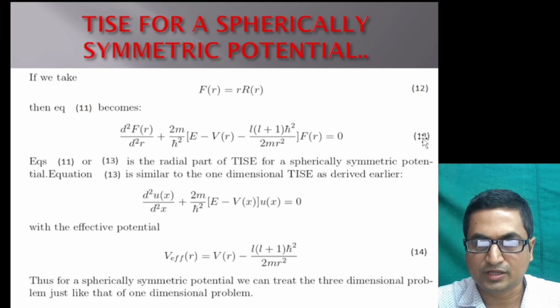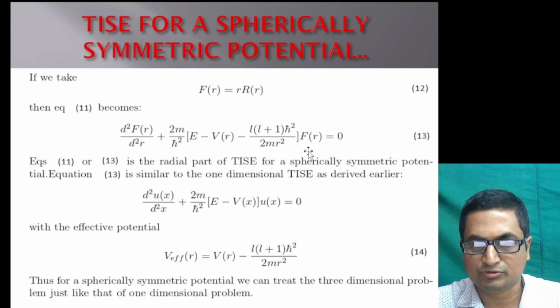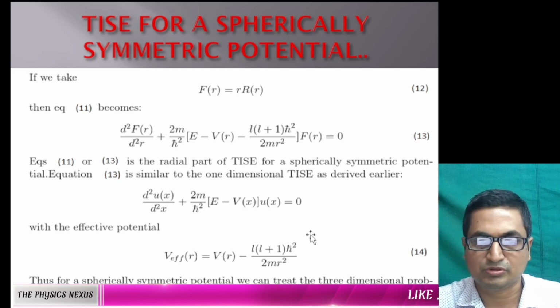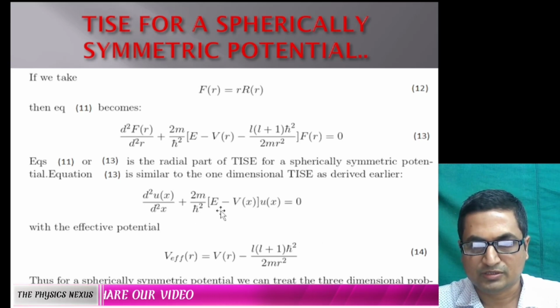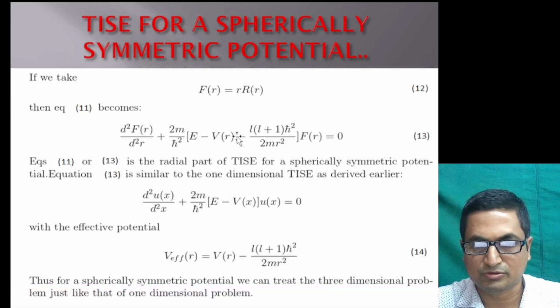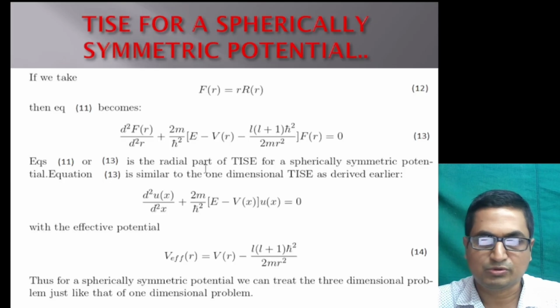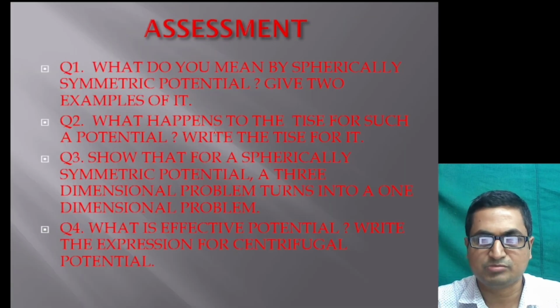So equation 13 confirms that we can have the radial equation as a one-dimensional equation, and so it becomes easy for us to solve equation 13. The analogy of equation 13 with the one-dimensional equation is definitely a boost for us to continue our journey in solving the Schrödinger equation while considering the radial part. So with all this, we are at some assessment here.